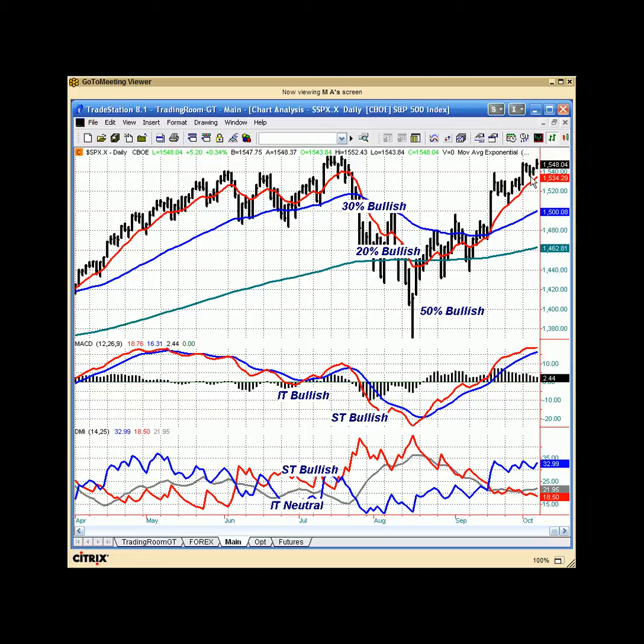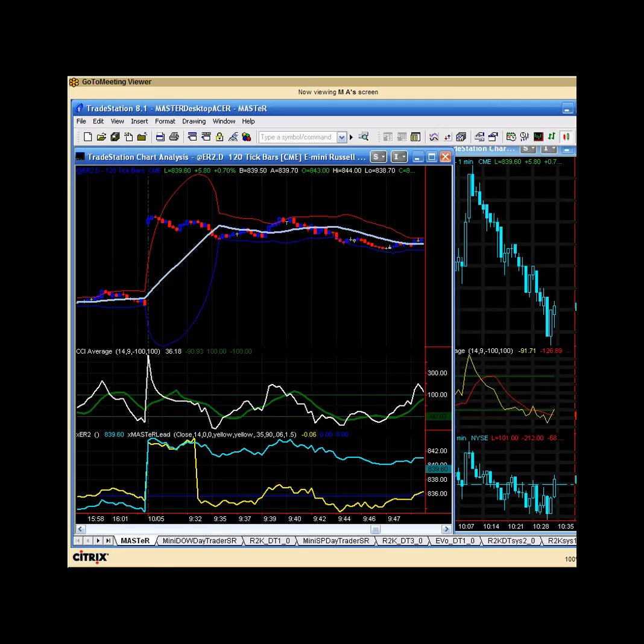Obviously, on the intraday, let's go ahead and look at our master trading room. We'll switch that over to that. Hope you guys can still see that. Okay, so the price is small because we had this huge gap higher, but this is what we did.